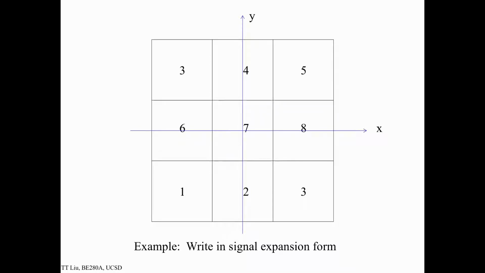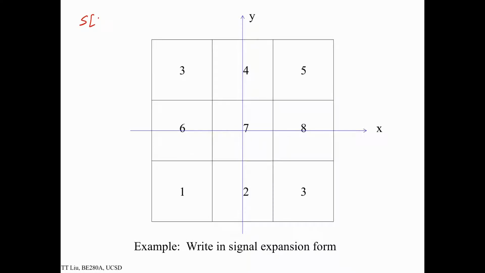Now we're going to look at an example of a signal expansion. So we'll work through this example together. We have this 3 by 3 image of numbers 1, 2, 3, 6, 7, 8, 3, 4, 5. And we want to write this image as an expansion of weighted and shifted 2D Kronecker delta functions. So let's start writing our expressions.